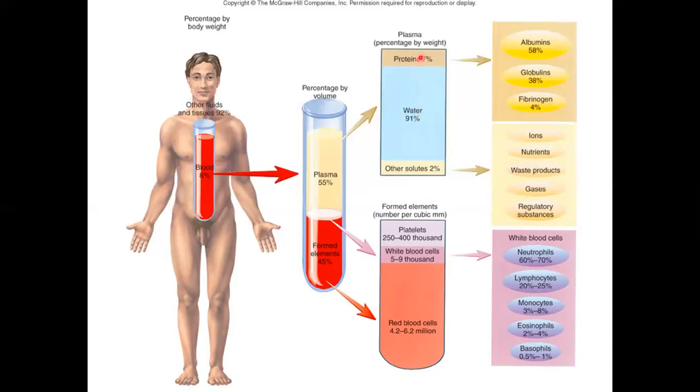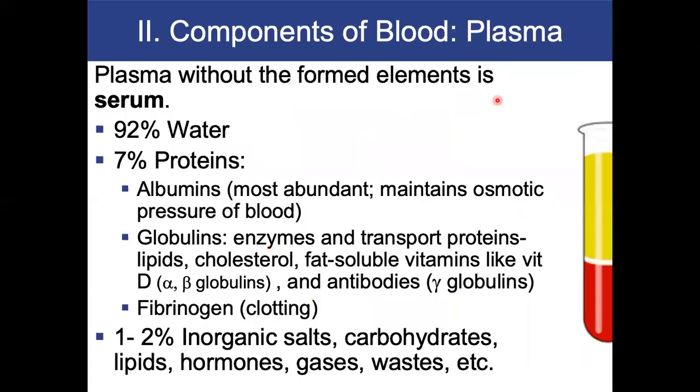And then proteins. So 7% of plasma is proteins. The most abundant protein in your plasma is albumins, 58%. Then globulins. Think of antibodies as one type of globulin. So antibodies are gamma globulins. And then fibrinogen. Fibrinogen is ultimately going to make fibrin for blood clotting. So albumins, most abundant. What is the role of albumins? To maintain osmotic pressure of the blood. What is the osmotic pressure of the blood, guys? 0.9%. Okay, we'll talk more about that in a second.